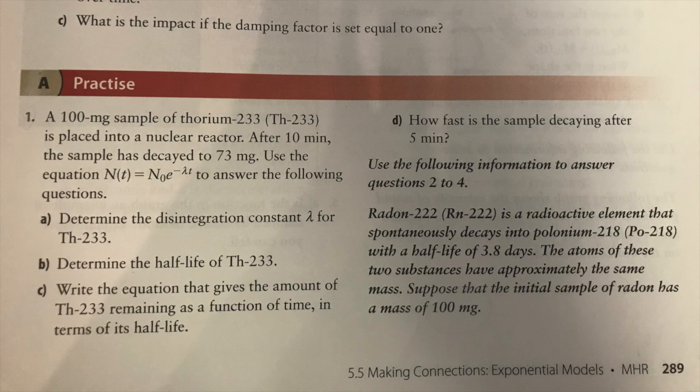The question that we'll be looking at today is question 1 on the practice questions of 5.5, page 289. The question says, a 100 milligram sample of thorium-233 is placed into a nuclear reactor. After 10 minutes, the sample has decayed to 73 milligrams. Use the following equation, which it gives, to answer the following questions.